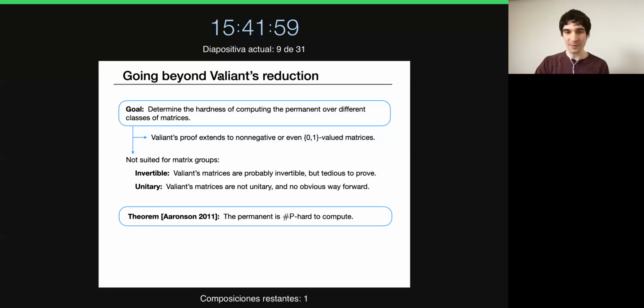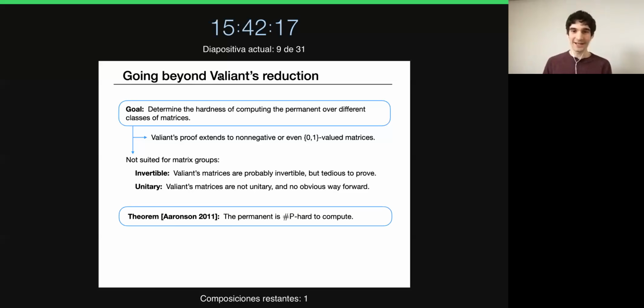And our plan is going to be to use a theorem of Scott Aaronson in 2011, which showed that the permanent is #P-hard to compute. All right, so obviously this is a bit of a joke. This is the same theorem that Valiant proved in '79. So what took Scott so long?